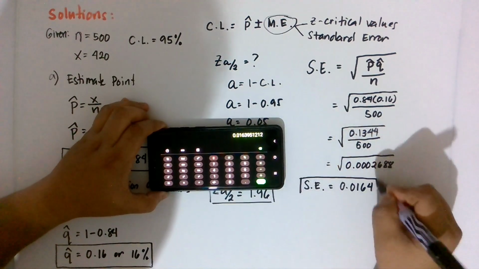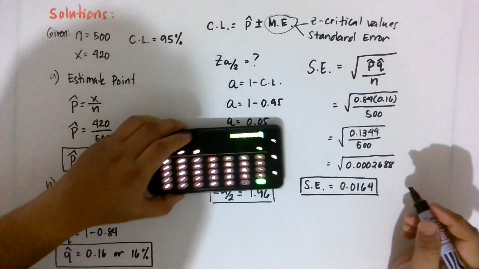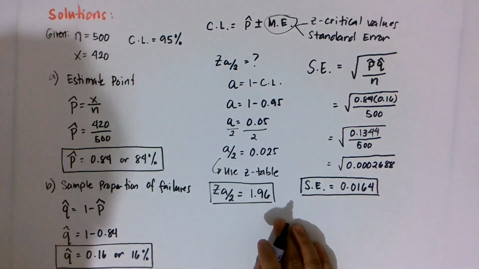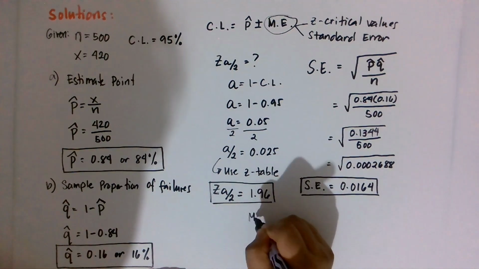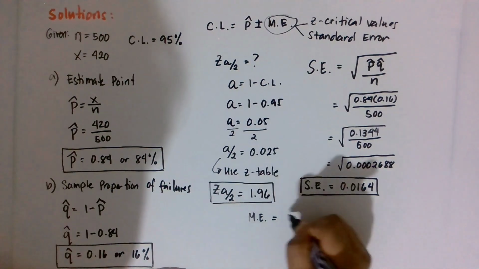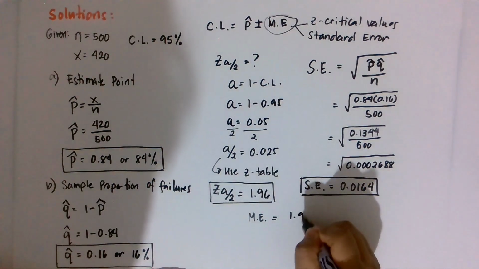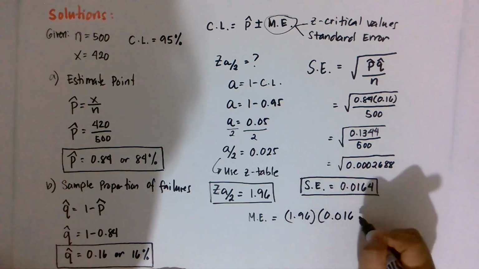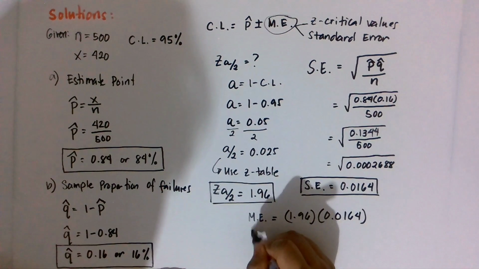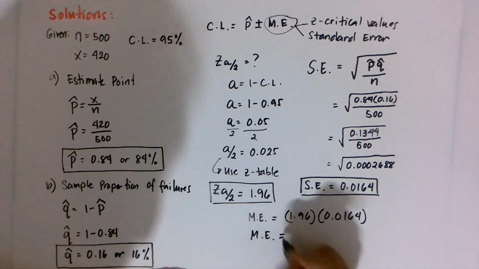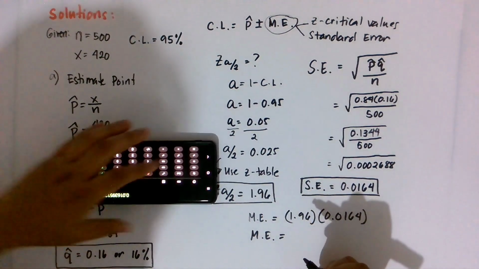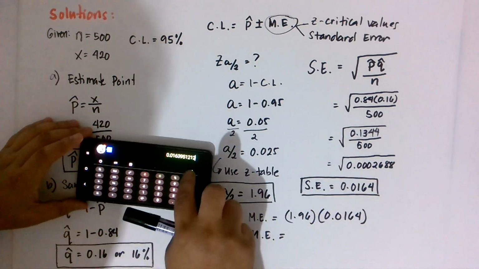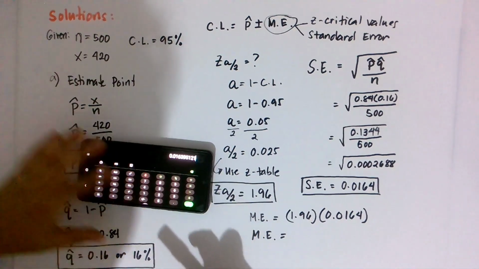Meron na rin tayong Z critical values. I-multiply natin silang dalawa to get the margin error. So, margin error equals 1.96 times 0.0164. Yan. So, solve natin yung product nito kasi yun yung ating magiging margin error na idadagdag naman natin sa ating P hat para makuha natin yung confidence intervals.